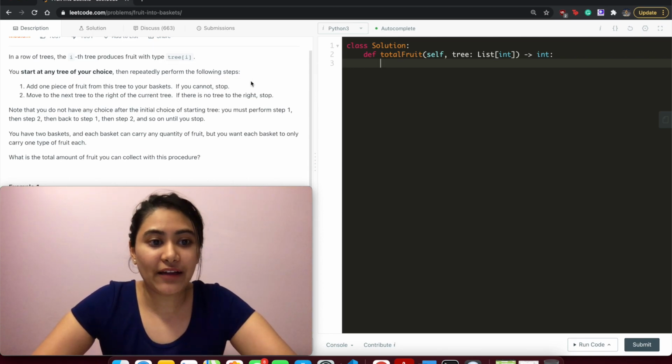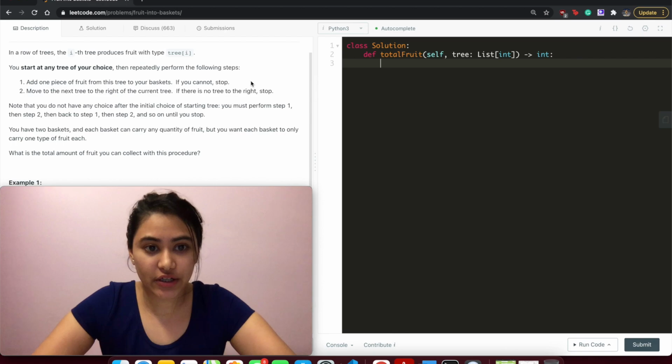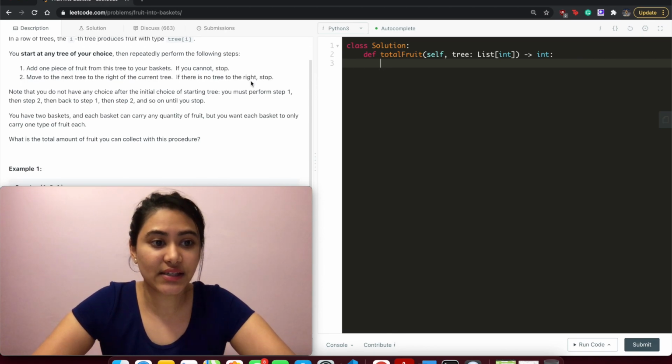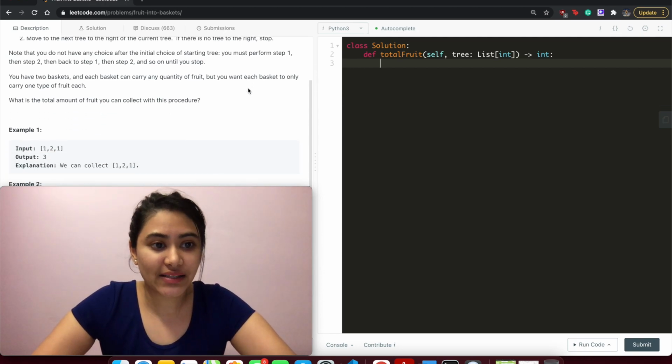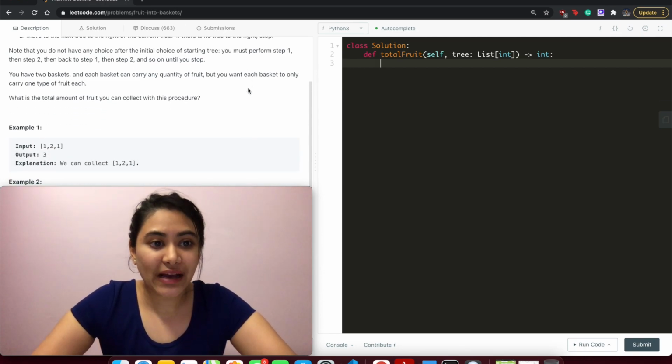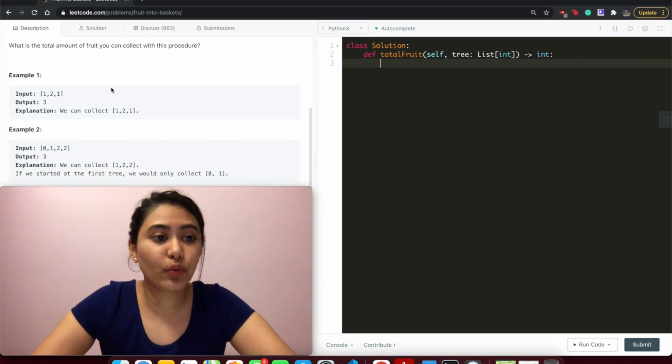Note that you do not have any choice after the initial choice of starting tree. You must perform step 1, then step 2, then back to 1 and 2 until you stop. If you have 2 baskets, and each basket can carry any quantity of fruit, but you want each basket to only carry one type of fruit each, then what is the total amount of fruit you can collect with this procedure?